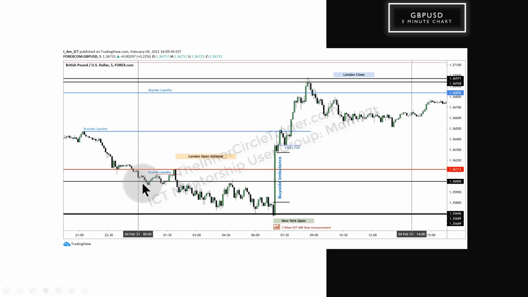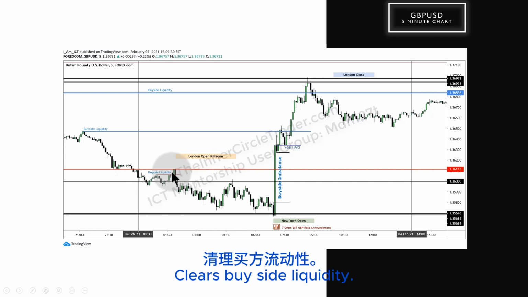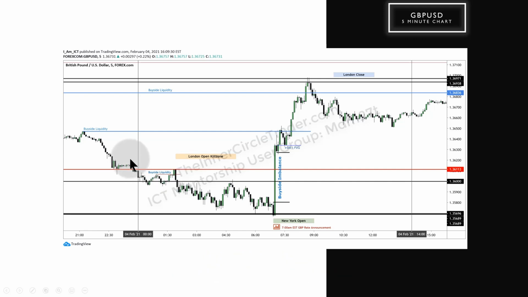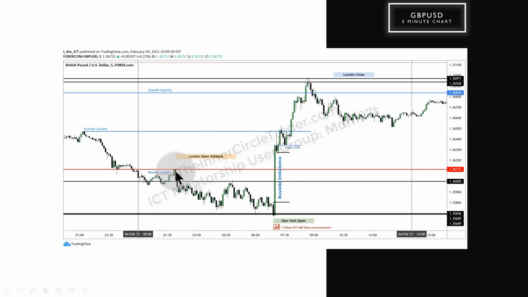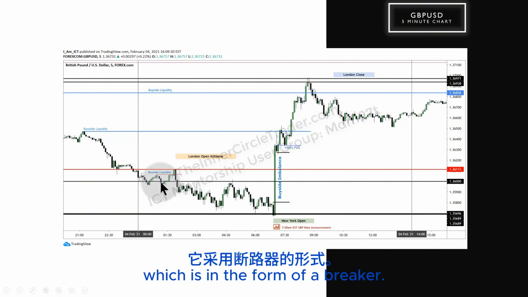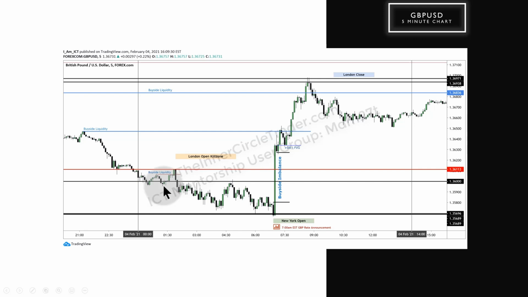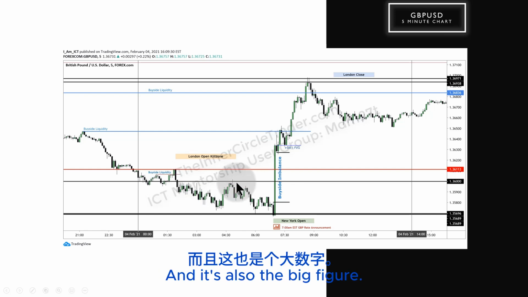After midnight New York, small little Judas swing. Trades up, clears buy side liquidity. Also, it's an optimal trade entry there as well. Starts to drift lower. Runs it back up into mitigation, which is in the form of a breaker. High, low, higher high, down close candle. Trades up into it here as well. And it's also the big figure.